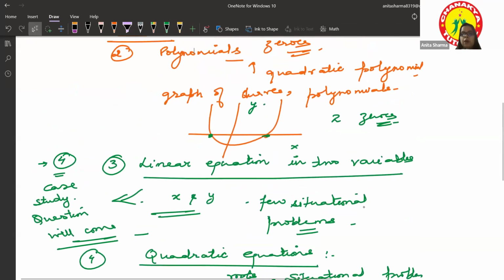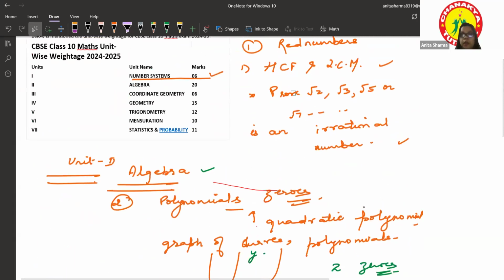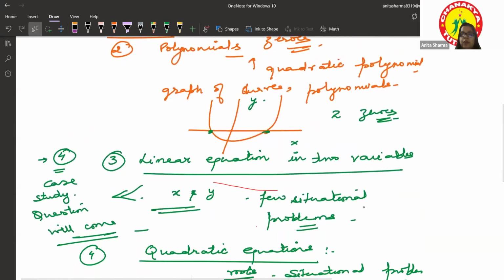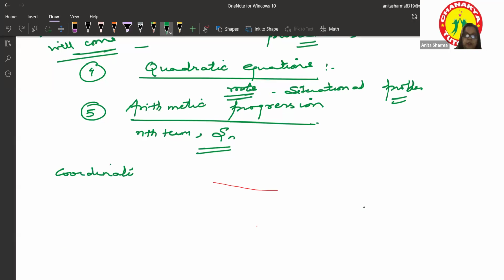How many chapters does unit 2 contain? Chapter 2 polynomials, chapter 3 linear equations in 2 variables, chapter 4 quadratic equations, and chapter 5 arithmetic progression. All these 4 chapters are included in unit 2, algebra. This is quite an important unit. Now the third unit is coordinate geometry. In grade 9 also you studied coordinate geometry. In coordinate geometry, it contains only one chapter.